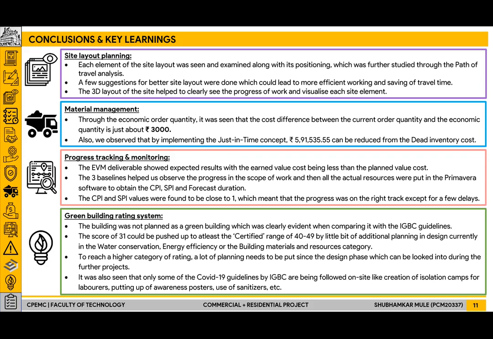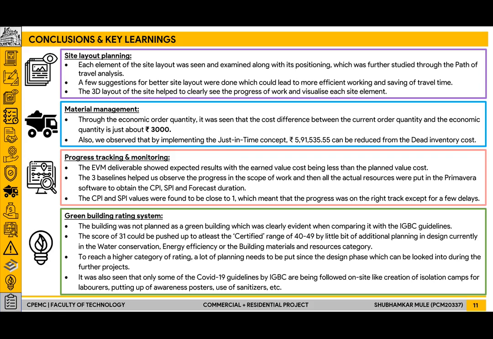In progress tracking and monitoring, the EVM, earned value management deliverable, showed expected results with the earned value cost being less than the planned value cost. The baselines helped us observe the progress in the scope of work, and then all the actual resources were put in Primavera software to obtain the CPI, SPI, and forecast duration. The CPI and SPI values were found to be close to 1, which meant that the project progress was right on track except for a few delays.